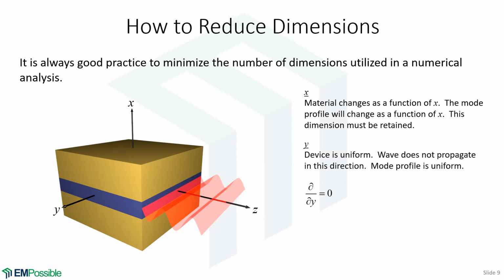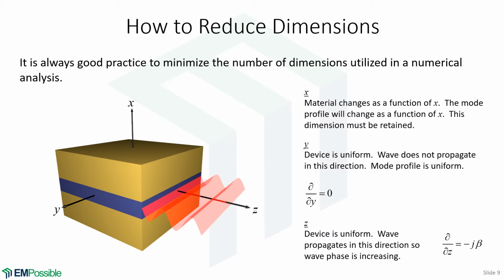In the y direction, the device is uniform. Our mode is uniform. There's no oscillation or propagation in the y direction. Literally nothing happens in the y direction. Everything stays the same. So that has to mean if we try to take a derivative in the y direction, that will be 0 if nothing is changing in the y direction. So we'll go into Maxwell's equations, and anytime there's a y derivative, we'll set that equal to 0, and that will clearly simplify things.